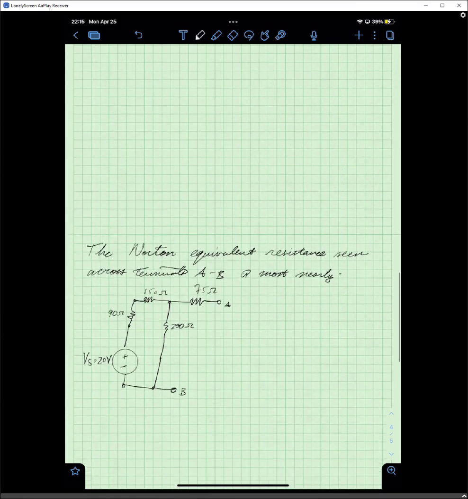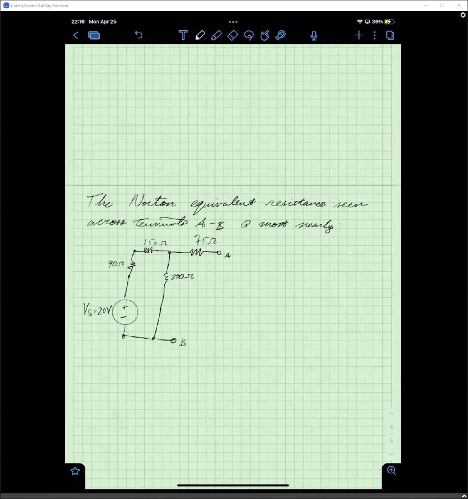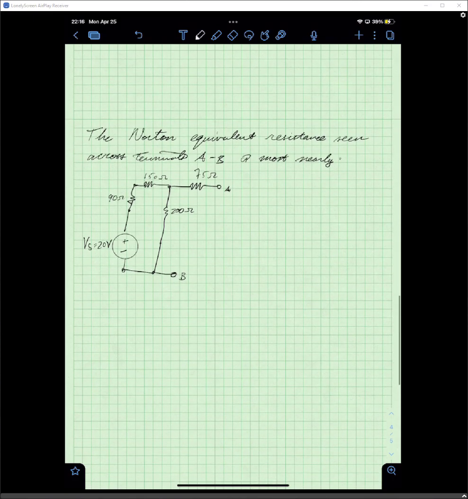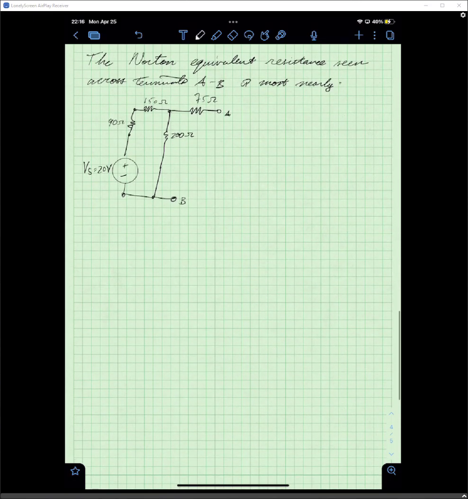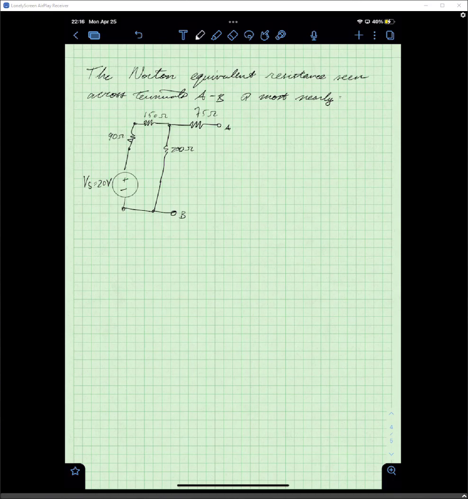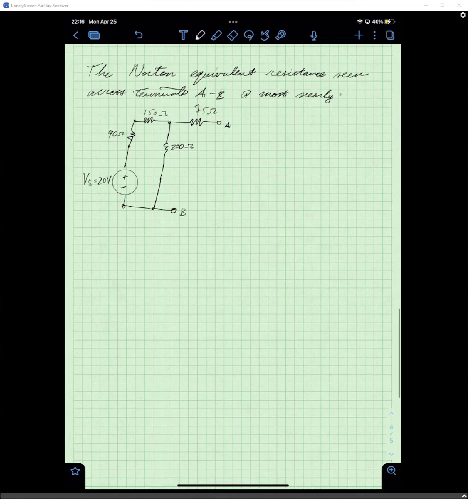And for the third question, it says the Norton equivalent resistance seen across terminals A and B is most nearly 184 ohms, 200 ohms, 275 ohms, or 125 ohms. So again, you can look at the FE handbook under the source equivalence section, and the Norton equivalent resistance is the total resistance at the terminals A and B when the independent source, which would be the DC battery, or VS, is set equal to 0 or shorted.